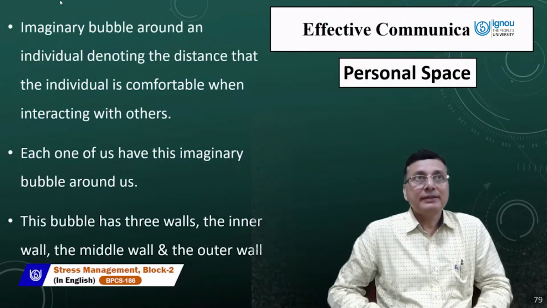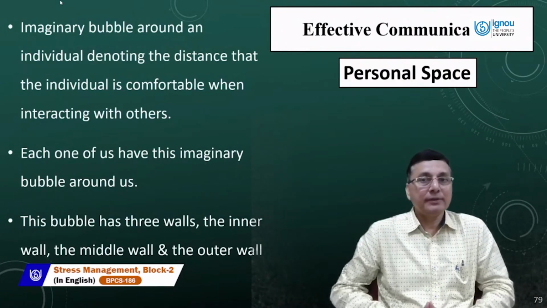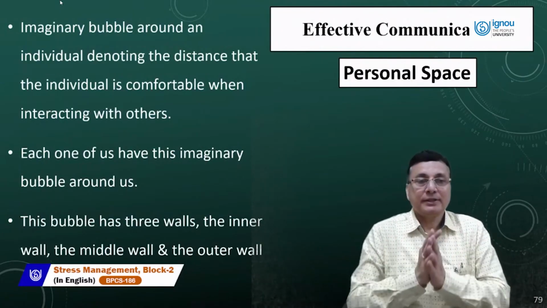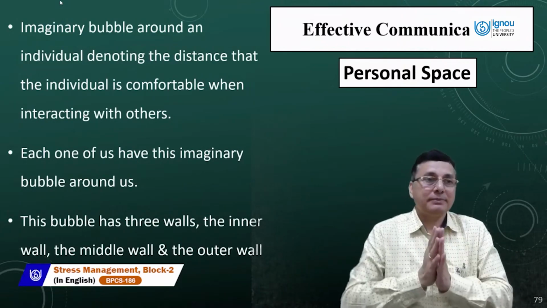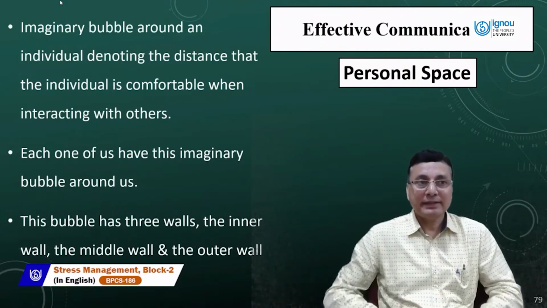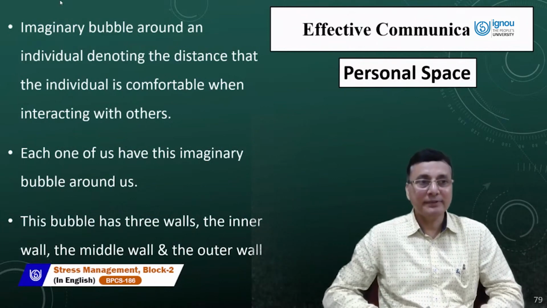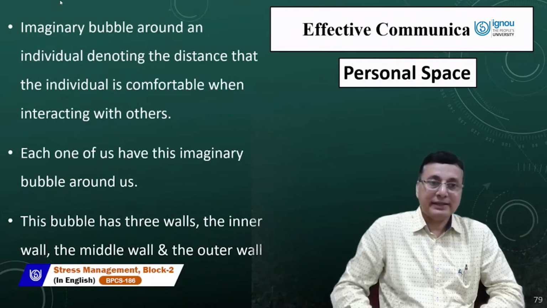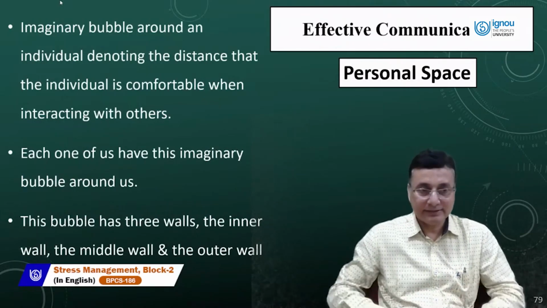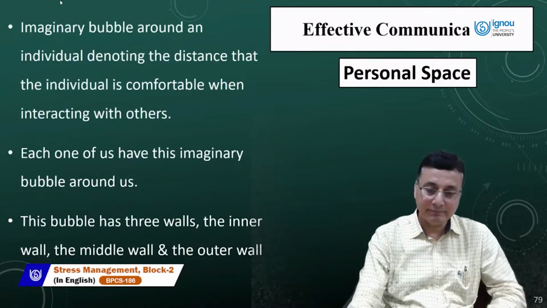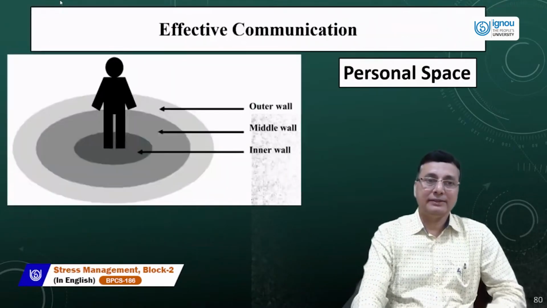So, another thing is personal communication. Personal space. We all have personal space. It is an imaginary bubble around an individual denoting the distance that the individual is comfortable with when interacting with others. Each one of us has an imaginary bubble around us. This bubble has three walls: the inner, middle, and outer wall, like this.